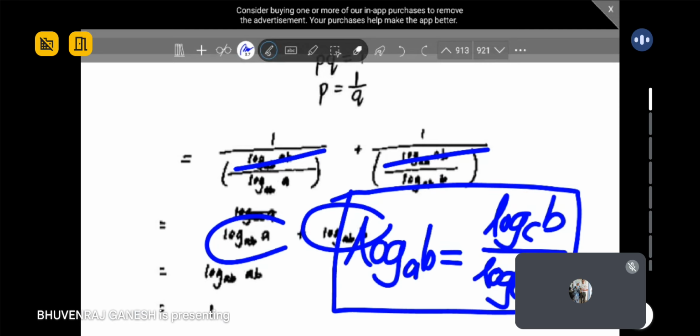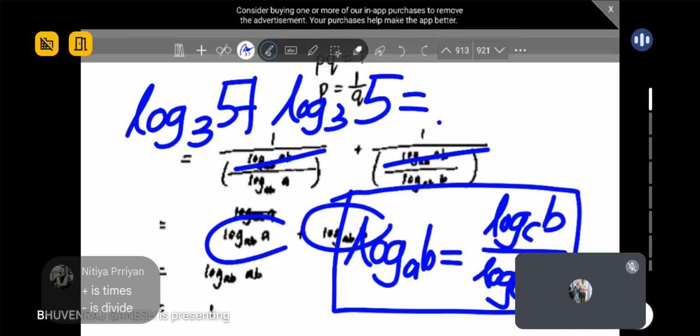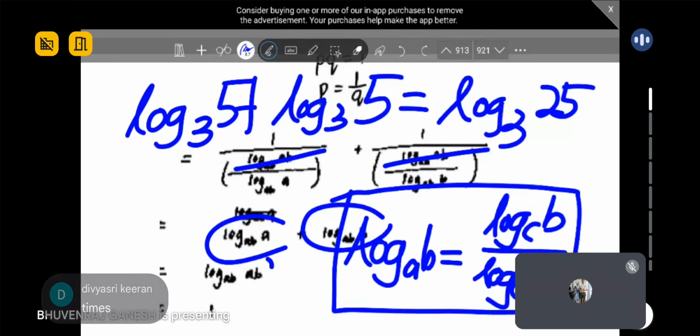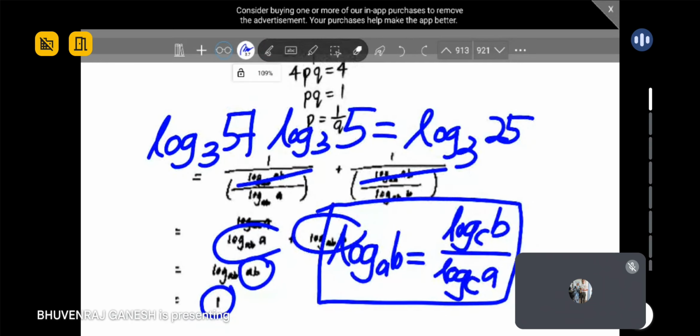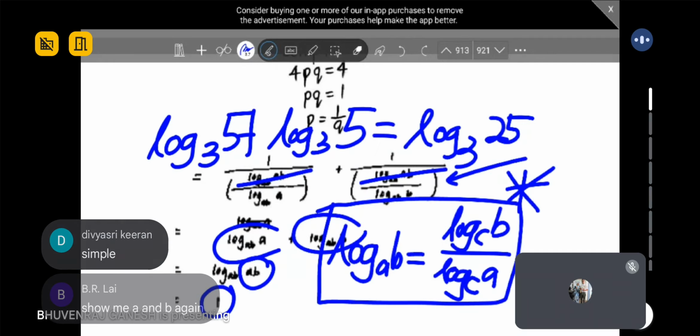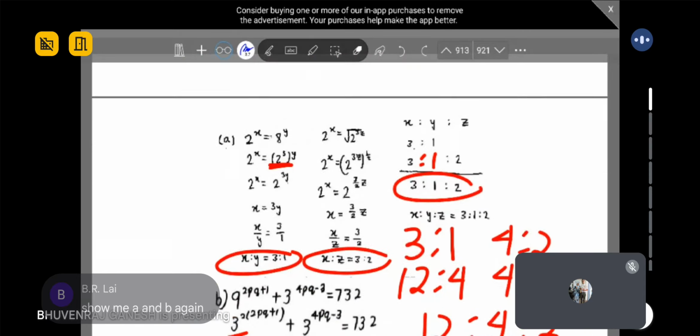So guys, bila asas sama, what can you do? Log 3 plus log 3, you can combine. Am I right? Okay, example like this. So you will get log 3, 5 times 5, 25. So that's why A times B. So guys, AB, AB, satu lah. That's why the answer is 1. Simple or not, guys? Senang kan? Tapi idea ni kamu kena tahu lah. This idea over here. This the most important. Kalau kamu tak dapat idea tu, susah. Yes? Why?